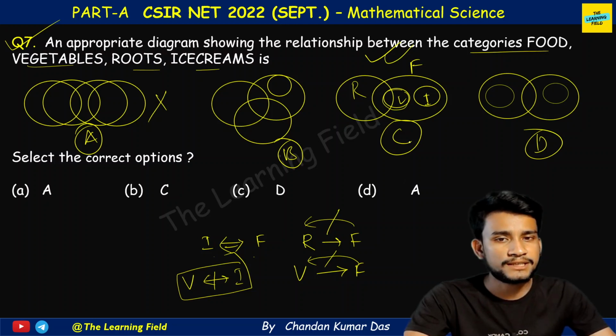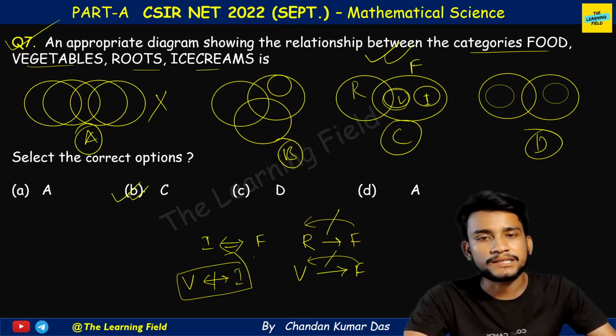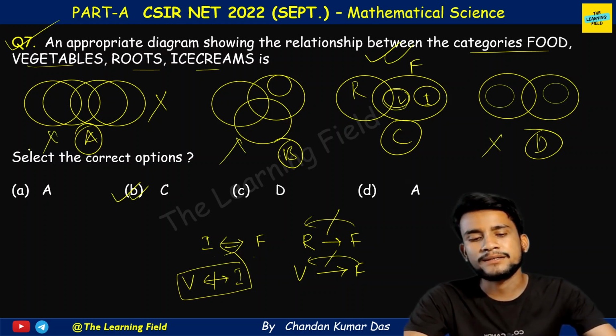So option C or figure C is our correct answer. Figure C means option B is the correct answer. So the remaining options are not correct. If you see, then you can definitely judge this.